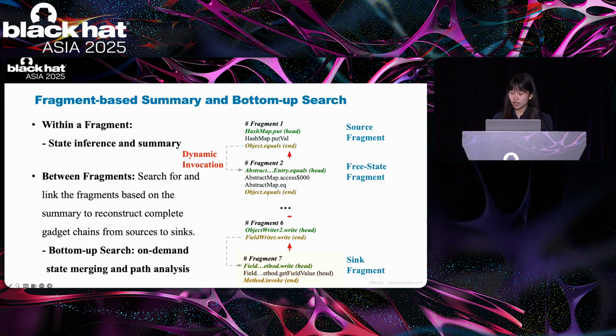And we then search for the complete chains that link source to sink based on the fragment mapping to perform a lightweight path-sensitive analysis. And moreover, in the fragment chaining process, we adopt a bottom-up search approach. This is because we can infer the precise linking requirements based on the recorded exploitation conditions for sinks and the reverse dependency relationships, thus enabling on-demand state merging and path analysis. And this approach further reduces the redundant and duplicate analysis.